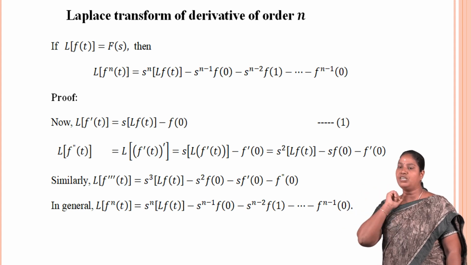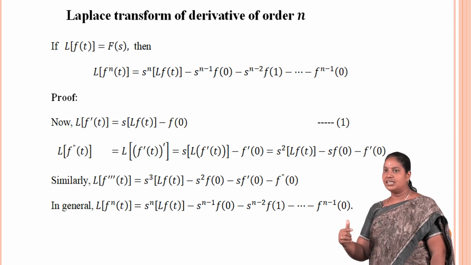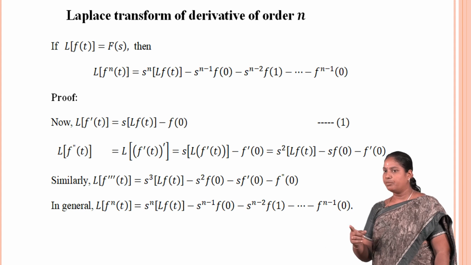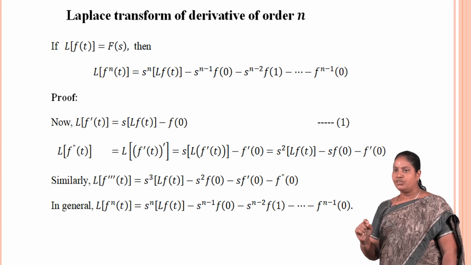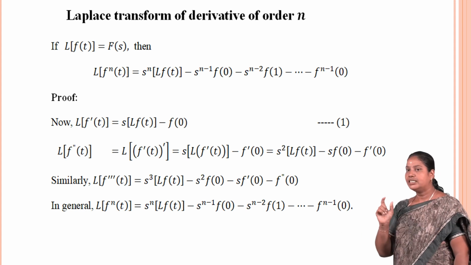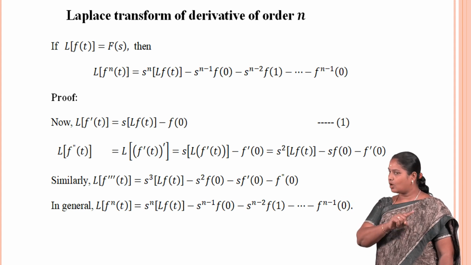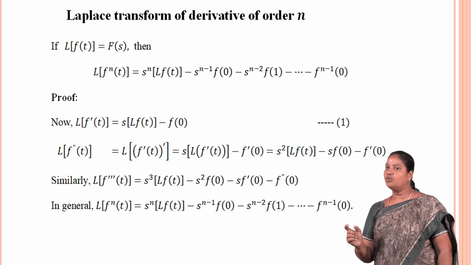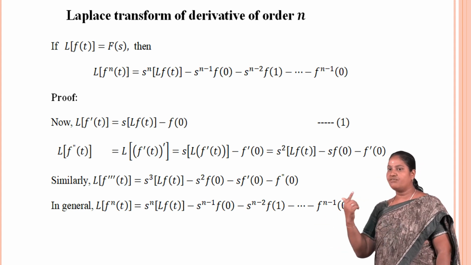So by the same equation number 1, this is nothing but s times L of f'(t), because here the function is f'(t), so it will become s times L of f'(t) minus f'(0). Again by equation number 1, if we substitute the value of L of f'(t), that is s times L of f(t) minus f(0), and multiply the s outside into inside, we will get s^2 L of f(t) minus s f(0) minus f'(0).